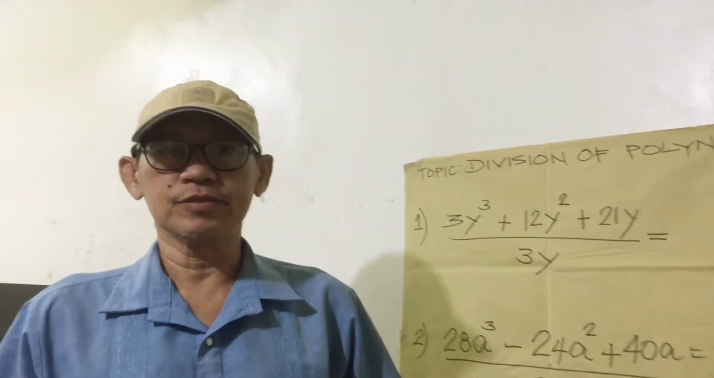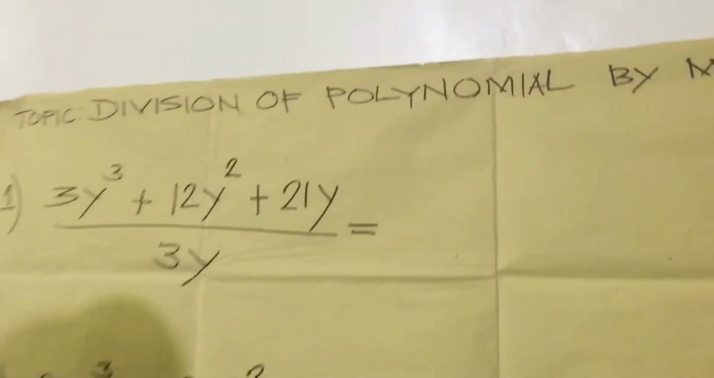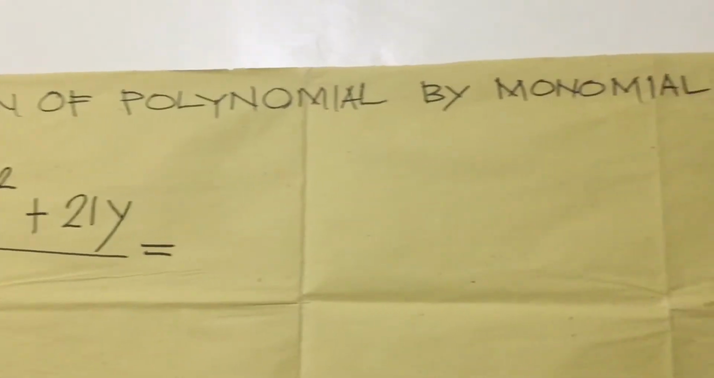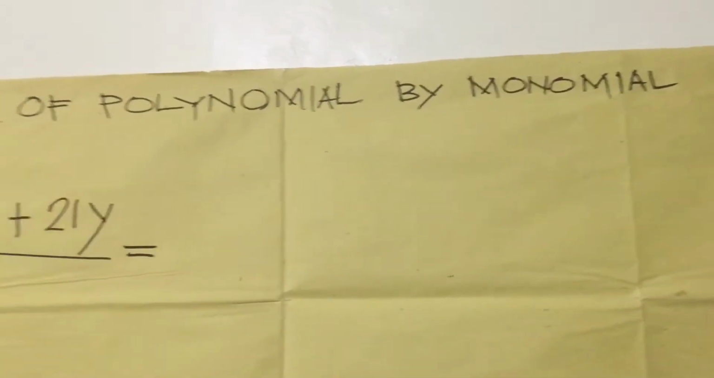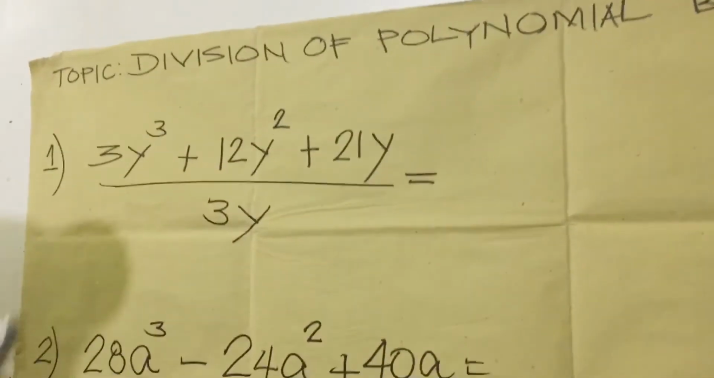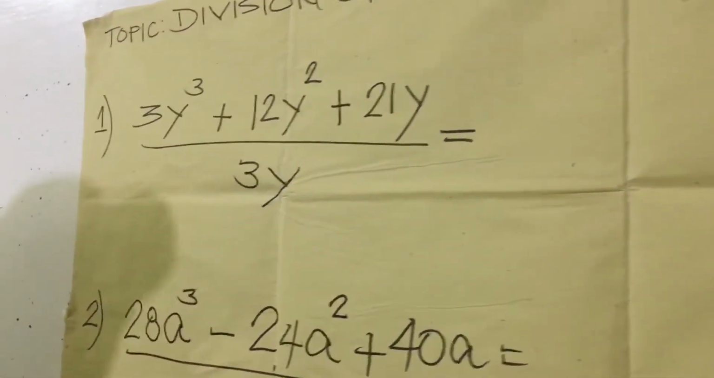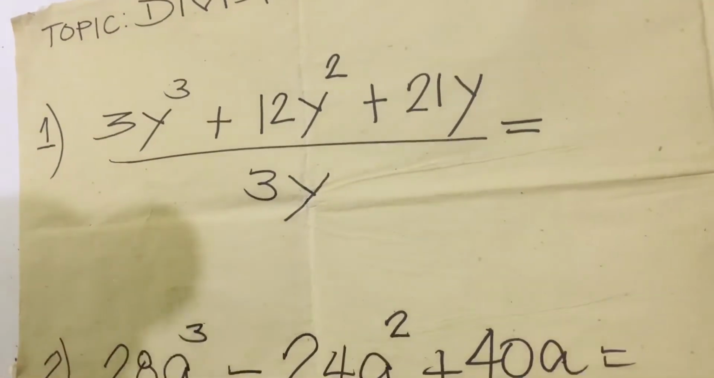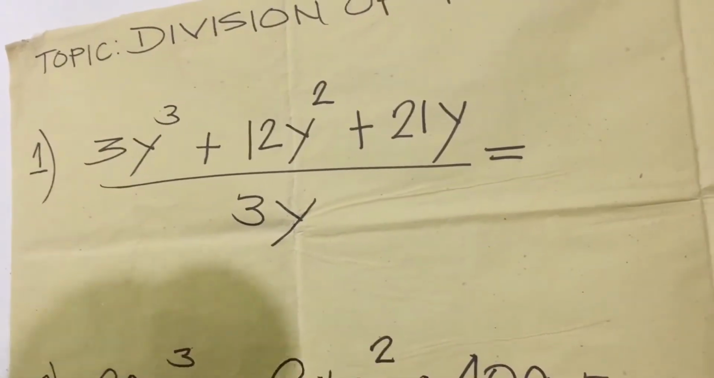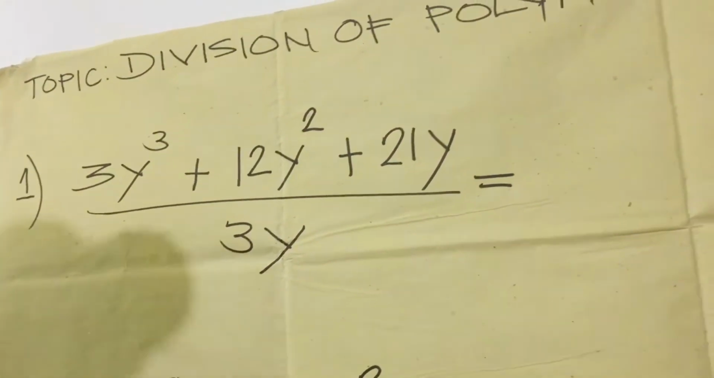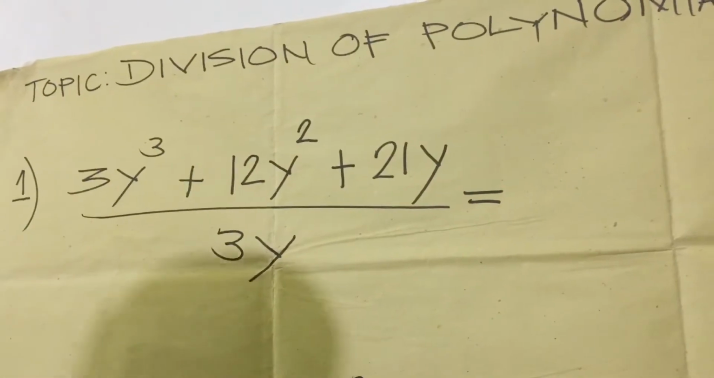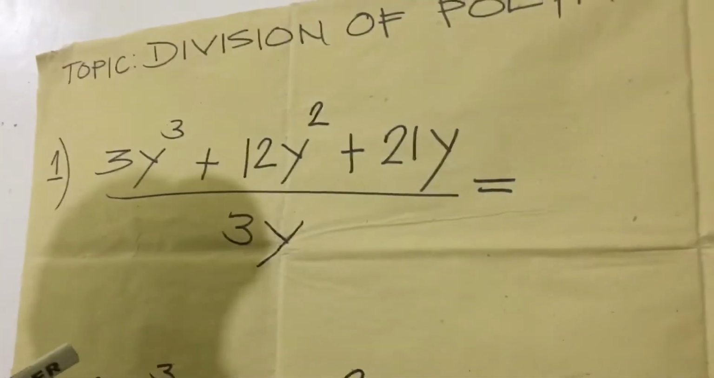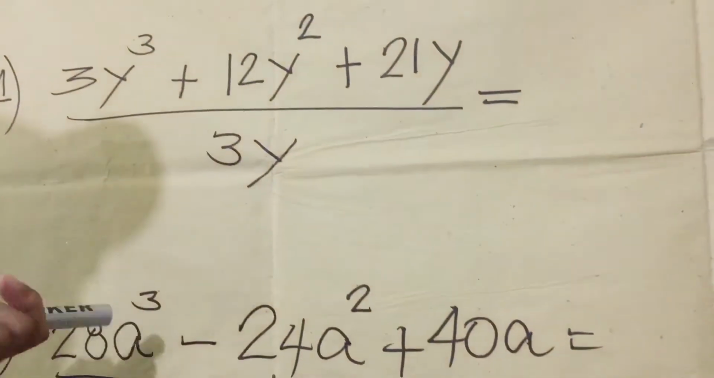Welcome to my channel. Today our topic is about division of polynomial by monomial. The polynomial is the numerator and the monomial is our divisor, or the denominator is monomial. So the first thing we do is just to split, or iwalayin natin yung bawat term.